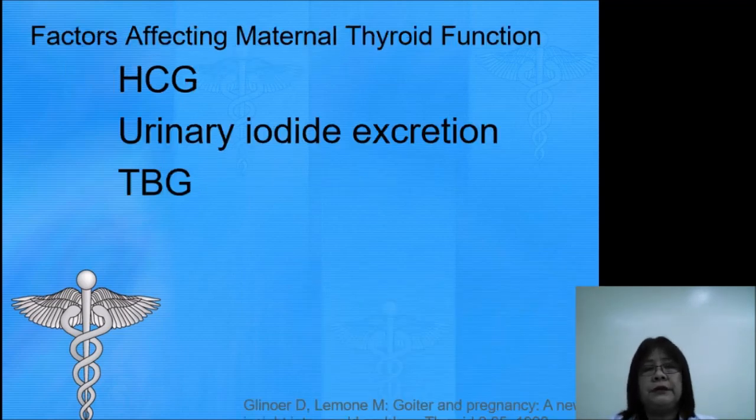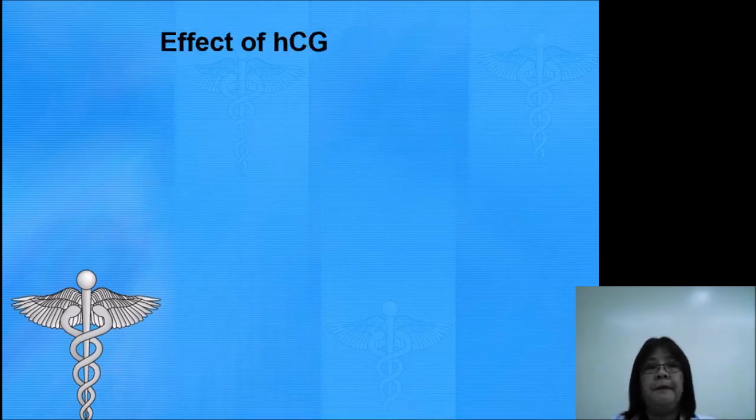Now, there are factors affecting the thyroid function during pregnancy. First will be the human chorionic gonadotropin, which is produced early on in pregnancy, the urinary iodide excretion by the kidneys, and the thyroid binding globulins produced by the liver.